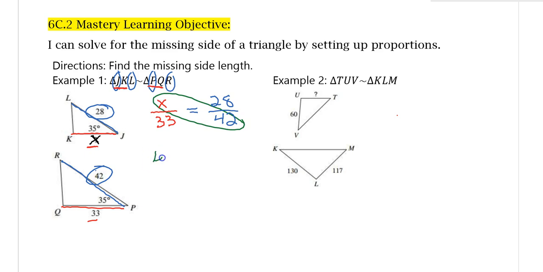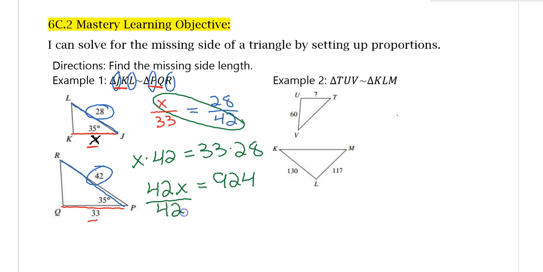Cross multiply. So I have x times 42 equals 33 times 28. So x times 42 is just 42x. 33 times 28, you get 924. Again, use a calculator to save time, just type that in. And then 42 times x, I'm just going to divide by 42. 42 divided by 42 is just 1x. 924 divided by 42 is 22. Once I set up that proportion, it's just what we did in the last activity.